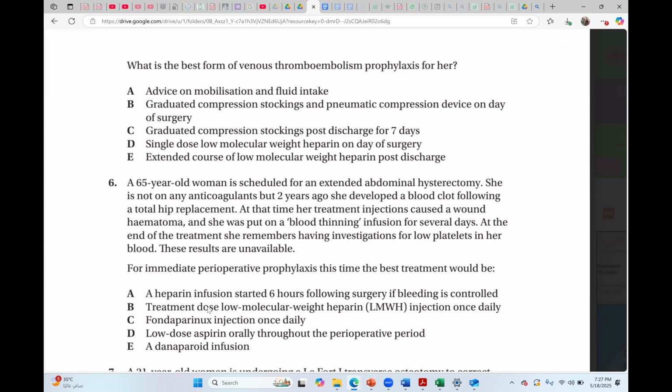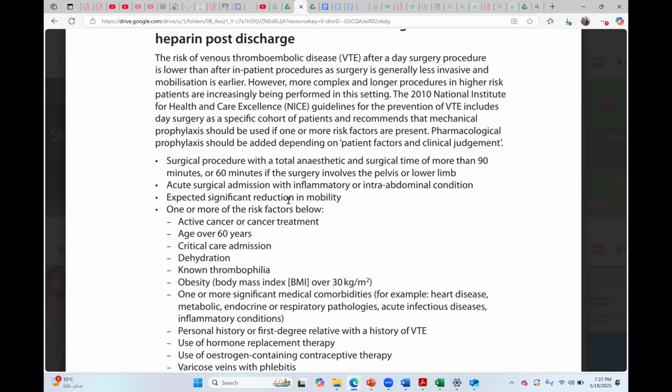It will not be there. Treatment with the low molecular weight heparin, no. Fondaparinux can be given. Low dose aspirin orally throughout the perioperative period. Aspirin is not an anticoagulant. It is an antiplatelet. And danaparoid infusion. Let's see the answer. Actually, this was the answer, danaparoid.